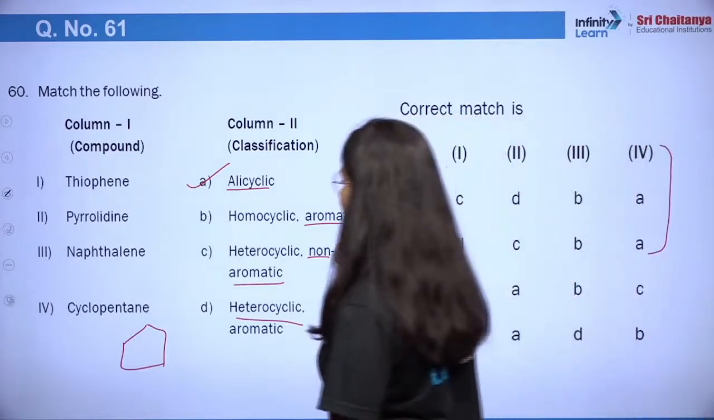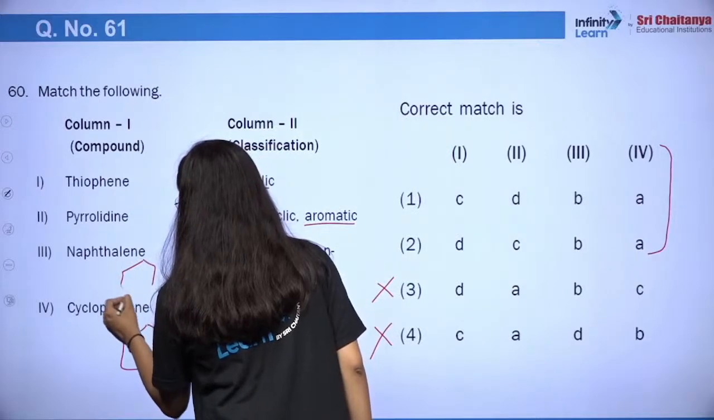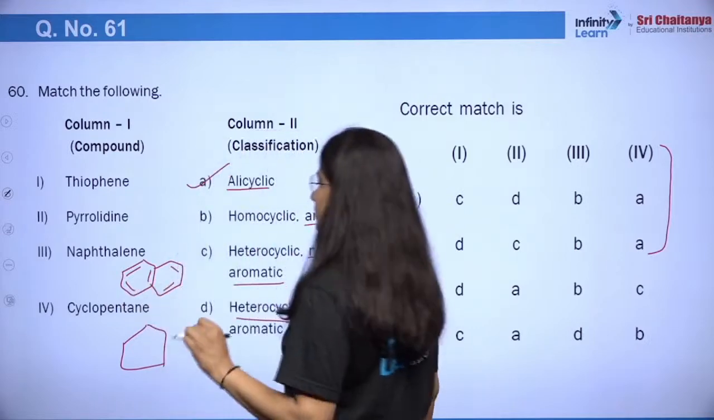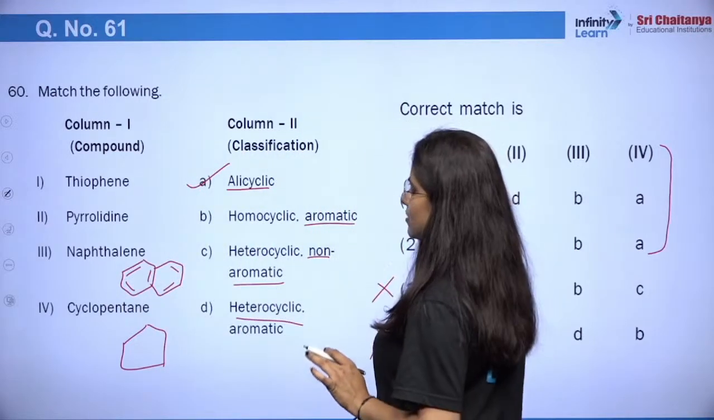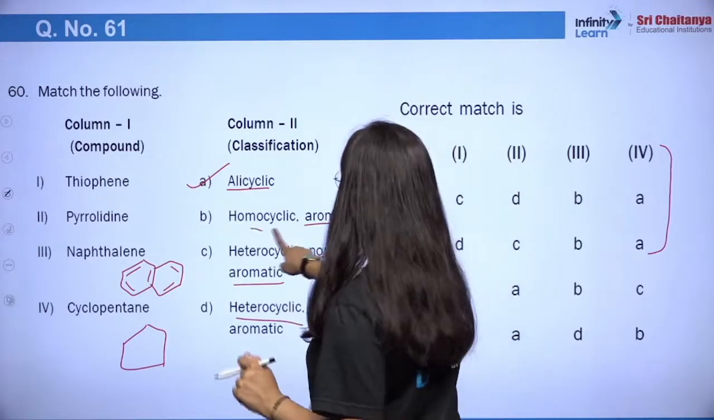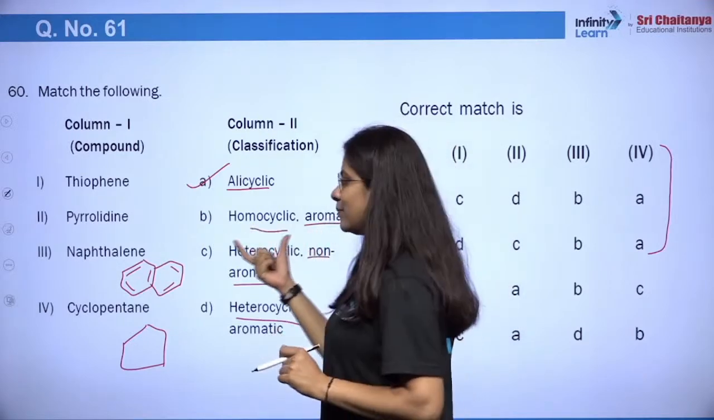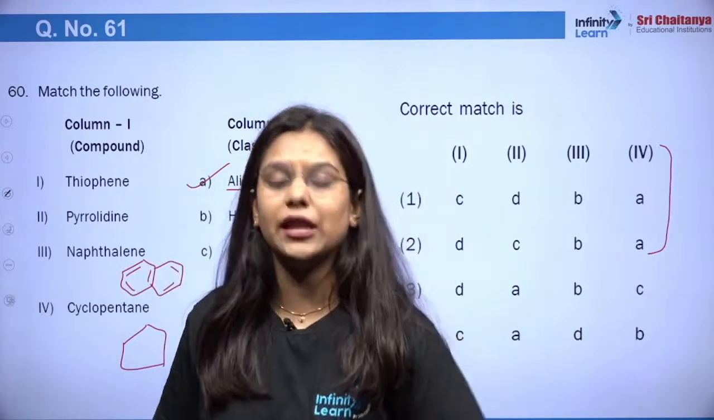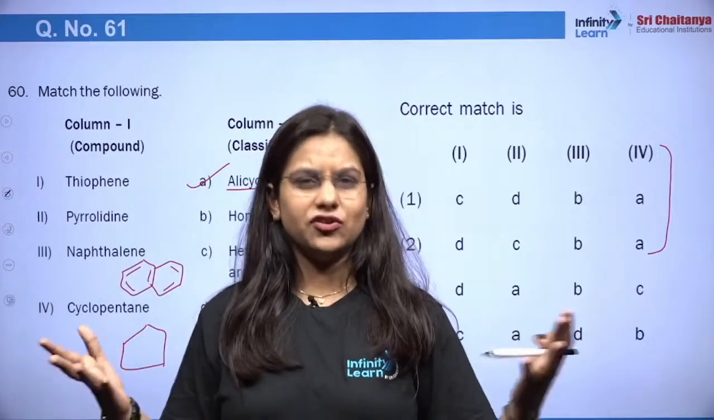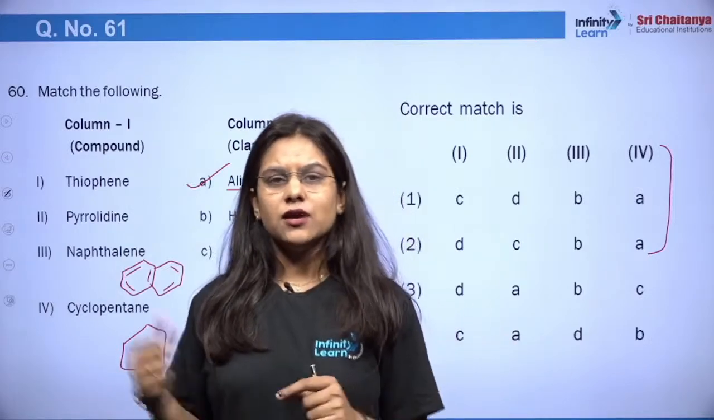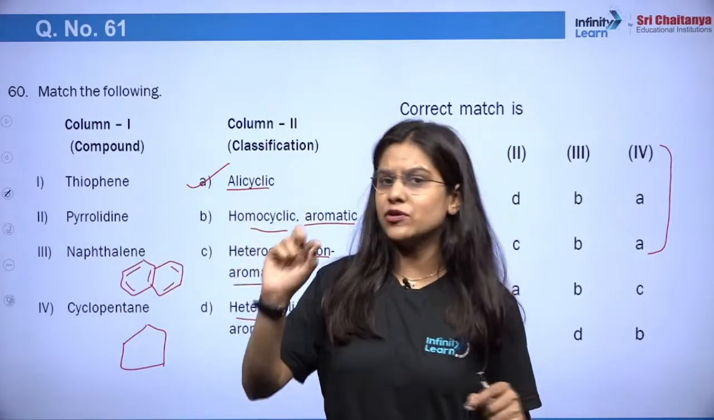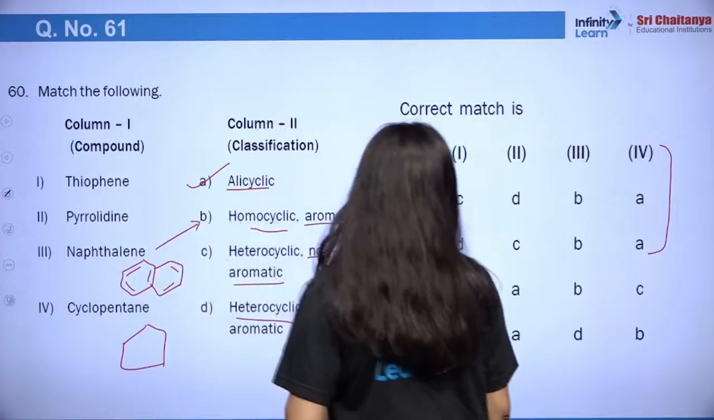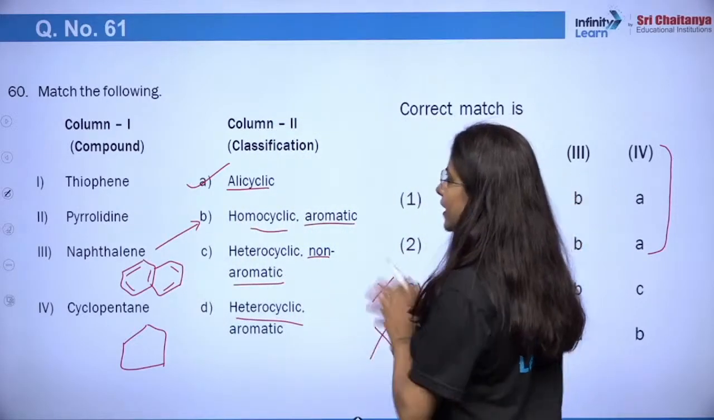Now coming to the next compound, naphthalene. Naphthalene is also very common, 2 benzene rings. This is naphthalene. Now let us see which option naphthalene matches. Homocyclic aromatic. Homocyclic means we have only carbon and hydrogen atoms in the ring. We don't have any other element, for example sulfur, oxygen, nitrogen. So in naphthalene, I don't have any hetero element, so it is homocyclic. So naphthalene, third, matches with B. In both the cases third matches with B, so we cannot eliminate.